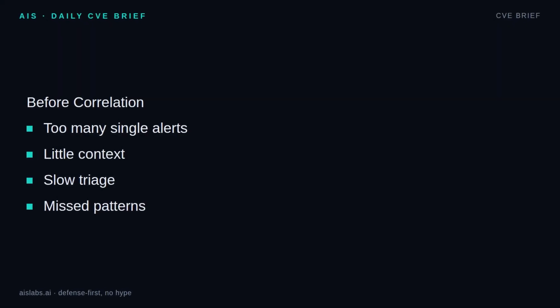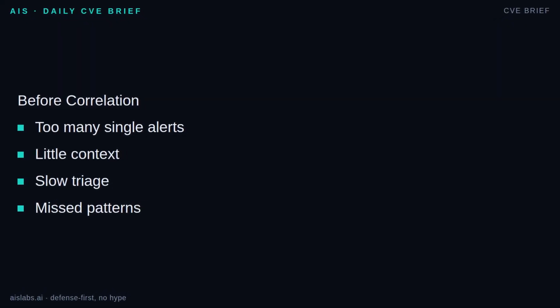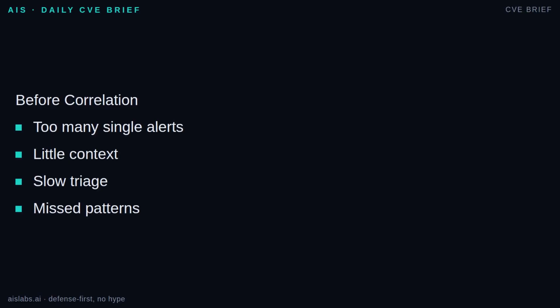Life before correlation is painful. A firewall logs a connection. An identity system logs a sign-in. Email logs a rule change. An endpoint logs a process. Each tool sees its own slice. Analysts have to manually ask, is this the same user, the same device, the same session, the same hour?